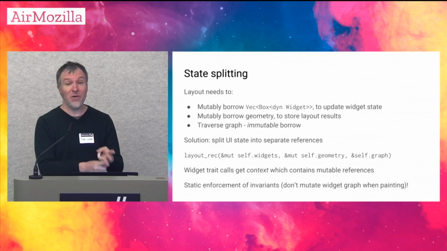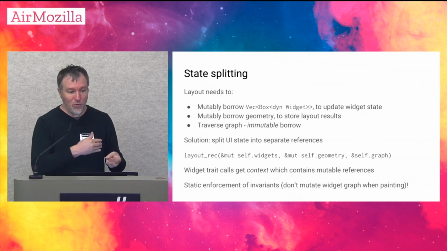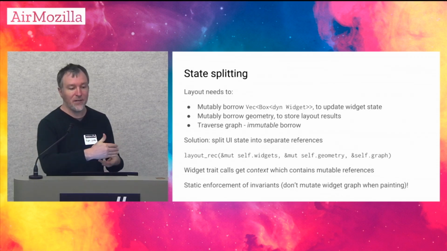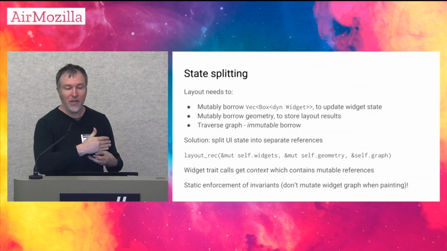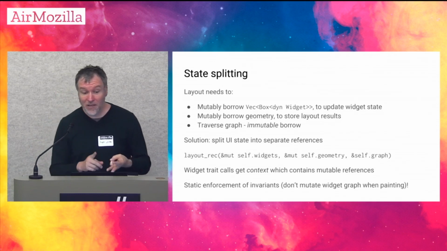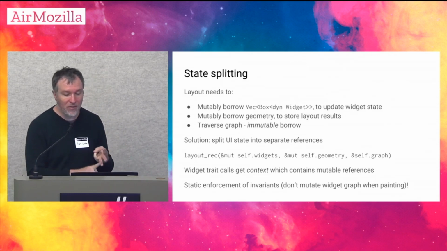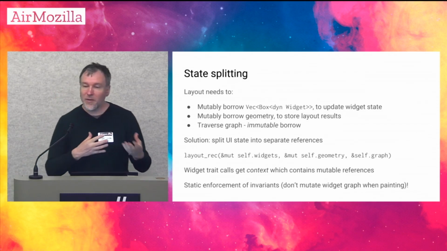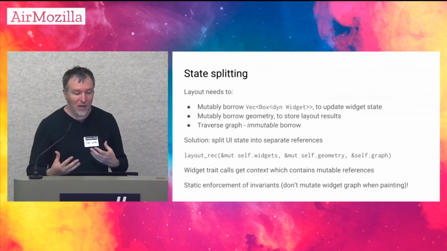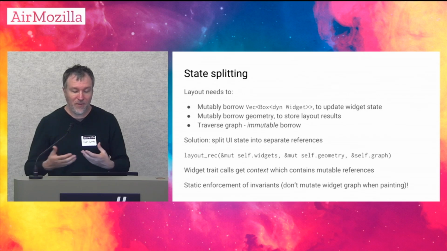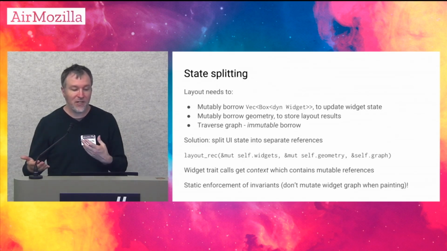And that should be an immutable borrow because you want to be able to say, like, for child in this widget's children. And while you're in the process of traversing that, that needs to be an immutable borrow. You do not want anything mutating that at the same time. There's something else you might be doing where you're going to have a different pattern of what needs to be mutable and what needs to not be mutable.